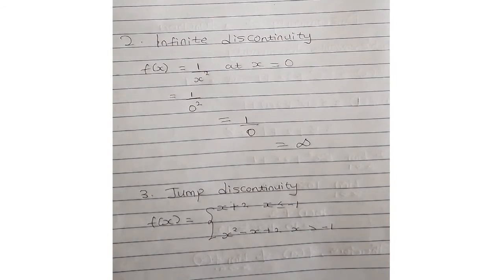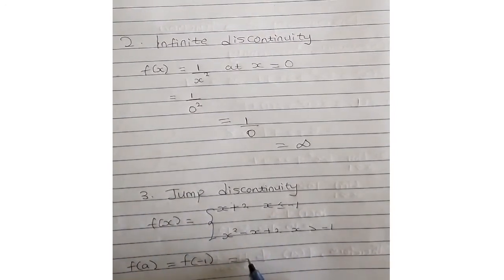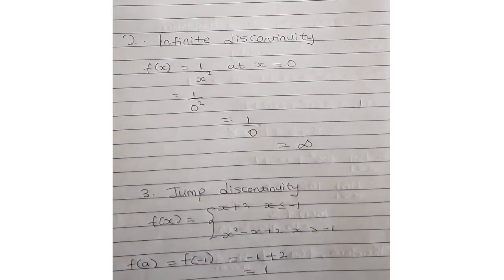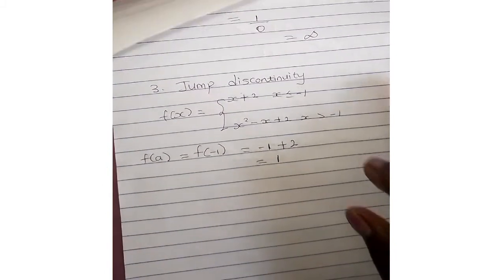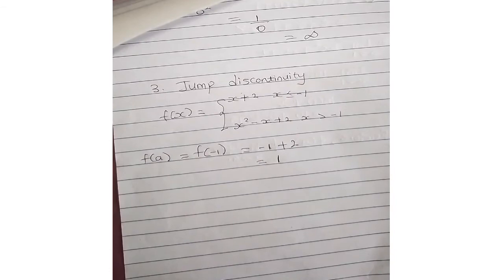So we're going to solve for f of a. How do we solve for f of a? We know that x is equal to what? Minus 1. So solving for f of a, which is the same thing as f of minus 1, using the first equation, we're going to have minus 1 plus 2, which is going to give us 1. So this is how we solve for the first one. So we have solved for f of a. Now we're going to continue.